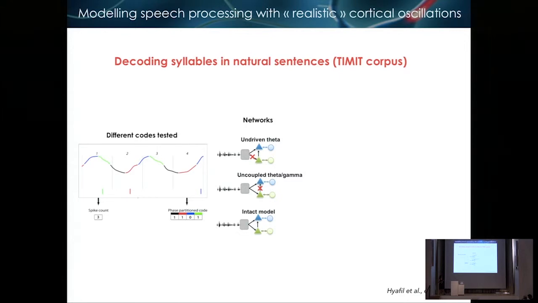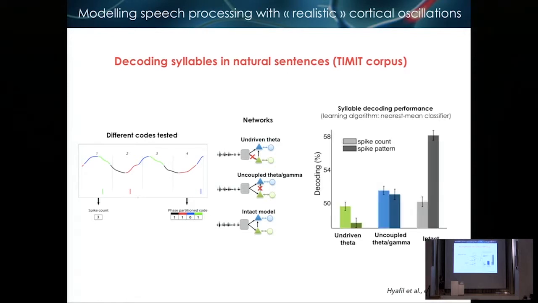We also compared different variants of our model: the intact version, but also a version where theta and gamma are uncoupled, because we want to see whether the coupling is important, and also a version where the theta is not driven by the speech input, meaning that you have an ongoing theta, but it is not receptive to the stimulus, to the syllable boundaries.